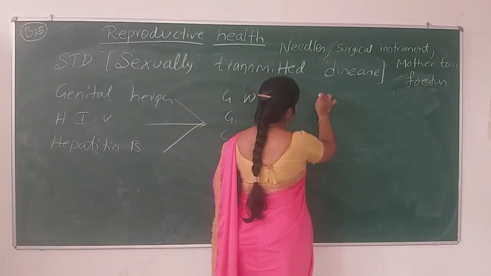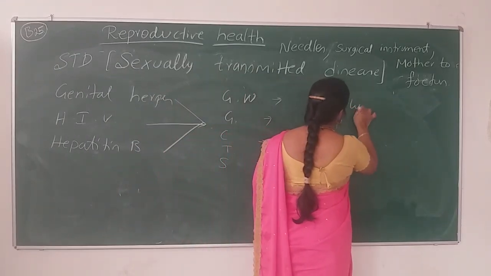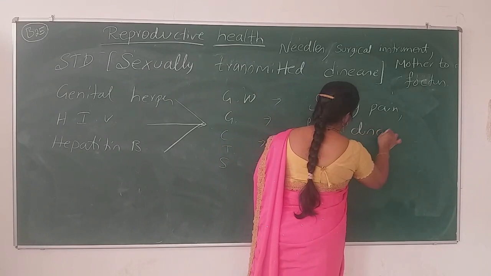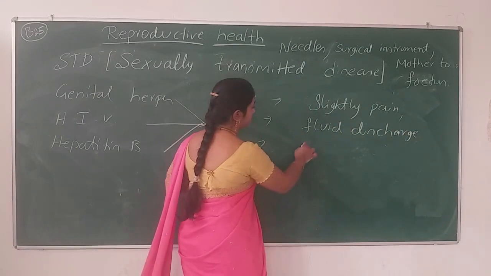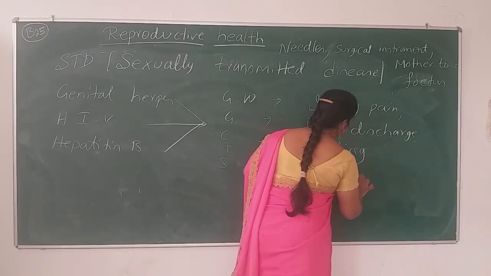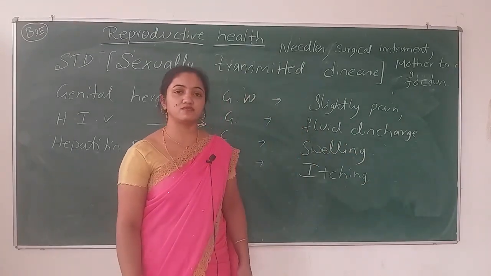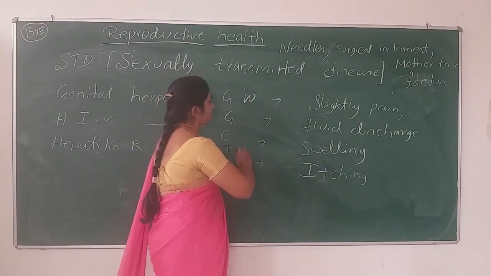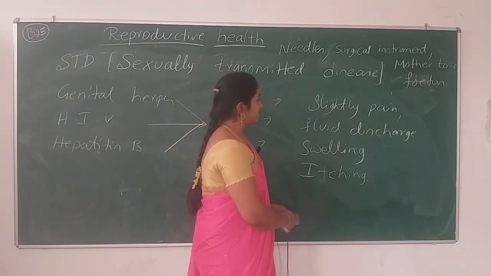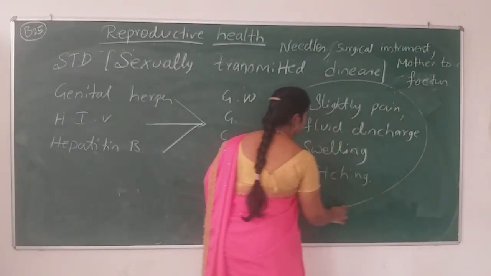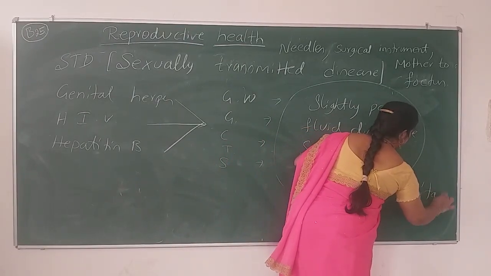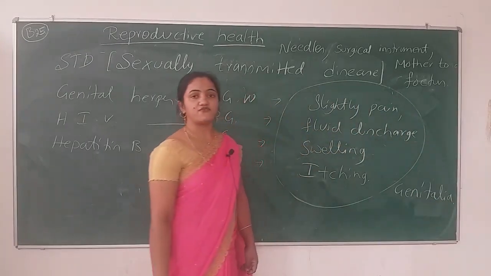The symptoms will be a slight pain and fluid discharge and what? Swelling and itching. These are the minor symptoms seen in these types of sexually transmitted diseases. In the early days, these are all the symptoms occurring in the genitalia, either male or female.